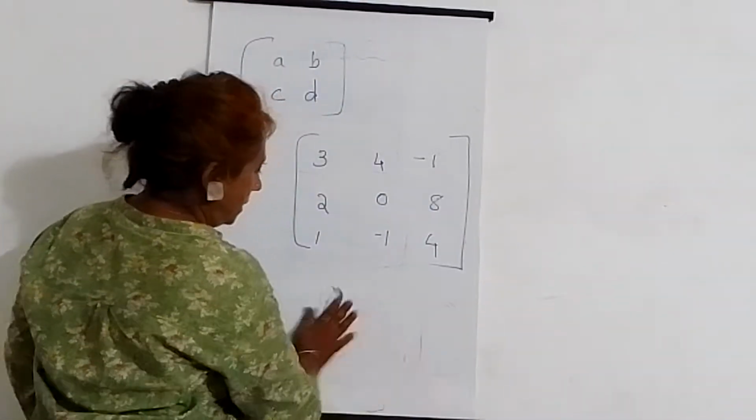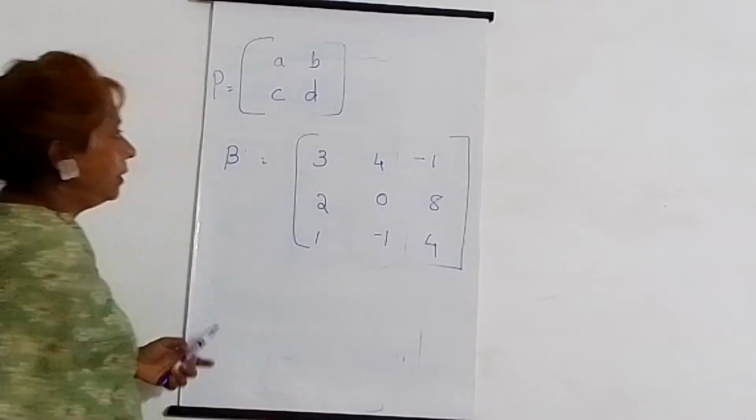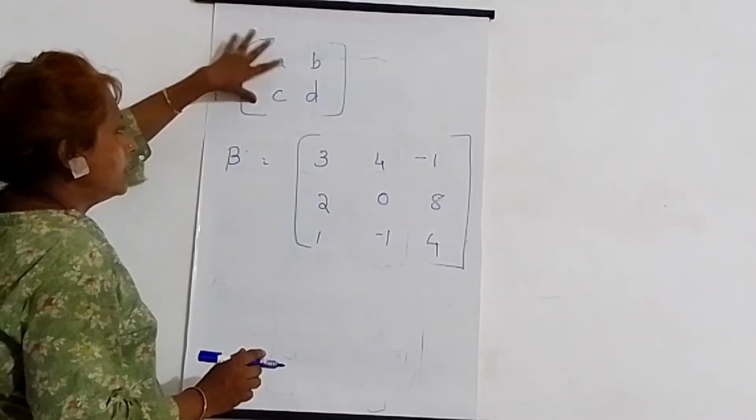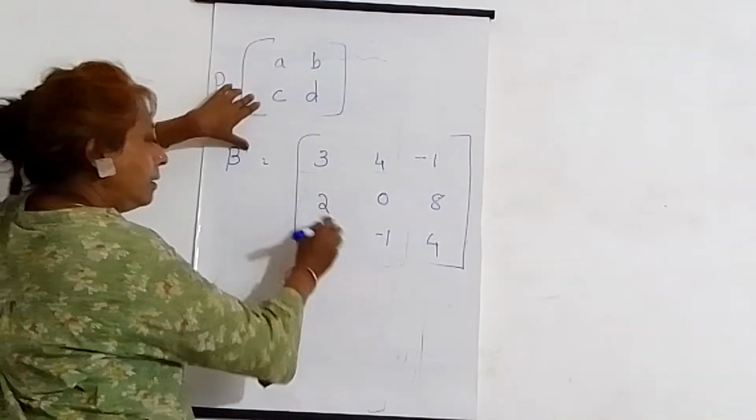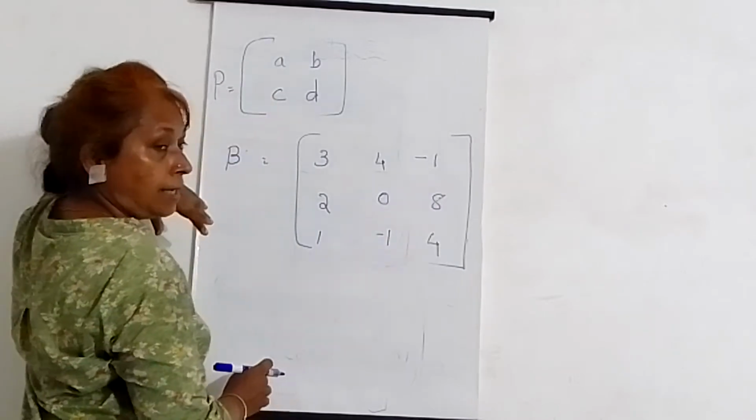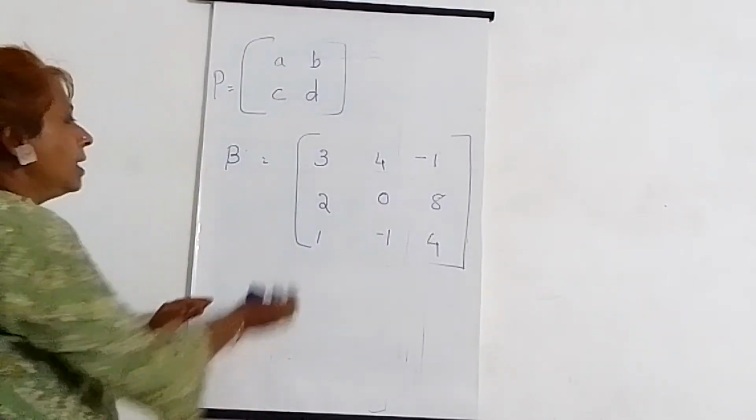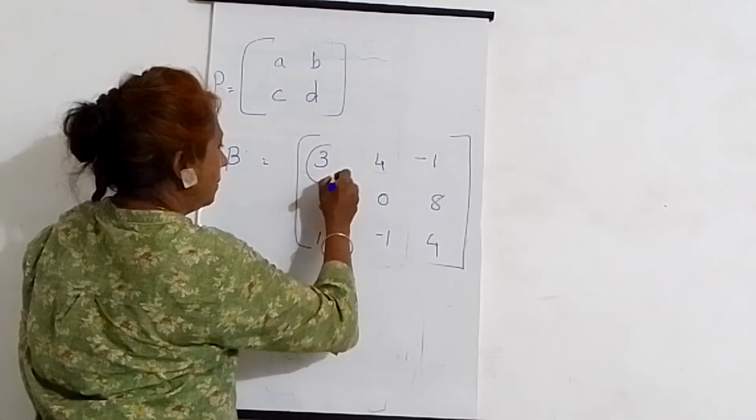Now we want to find the determinant of this one. To find the determinant, what should we do? We know that for a 2 by 2 determinant the value is AD minus BC, and here 3 rows and 3 columns are there. So what we should do? First we should take the first member 3.